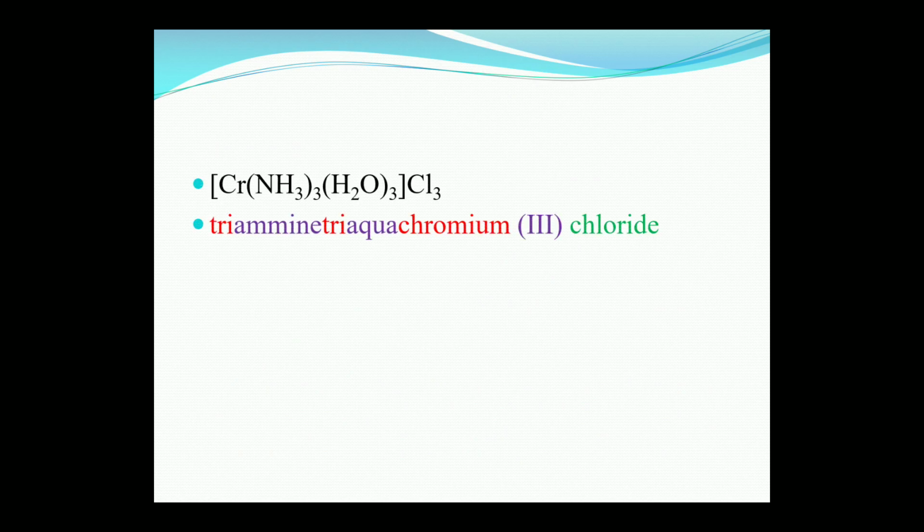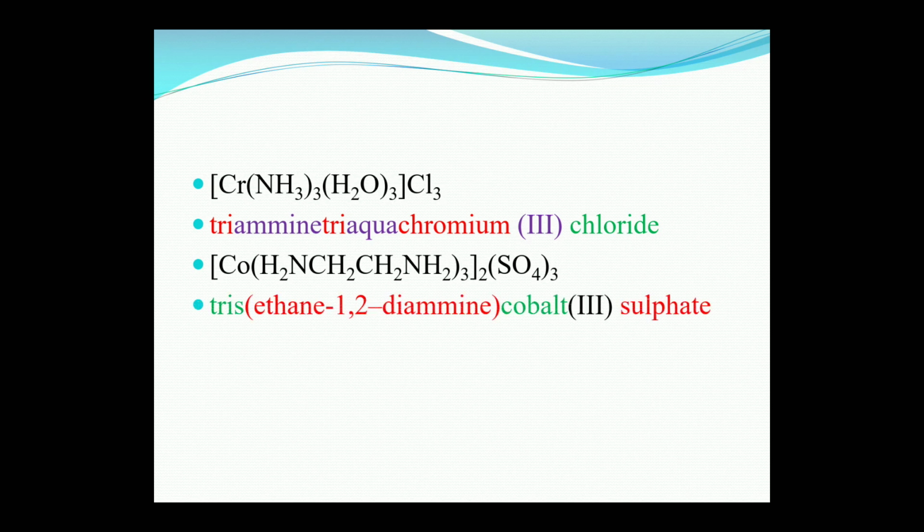So here are a few complexes. How can we write the IUPAC name here? You can see chromium is the central atom. Then we have three ligands, and outside the complex we have chloride. So how can we write down the name? Triammine triaqua chromium(III) chloride, because outside there is a chloride ion. We write triammine because there are three ammine groups, then triaqua, then chromium(III) chloride.